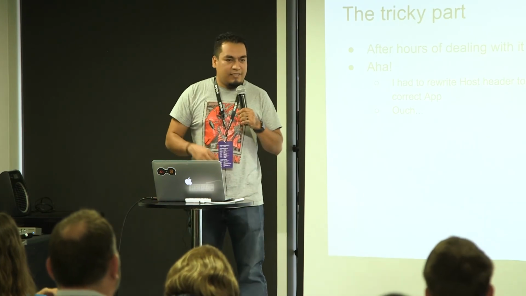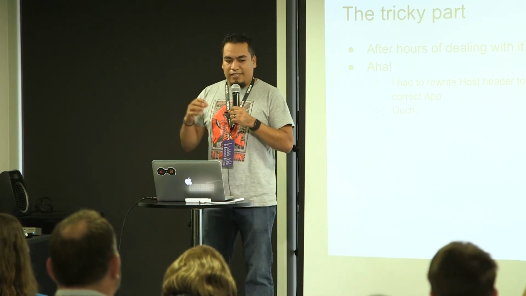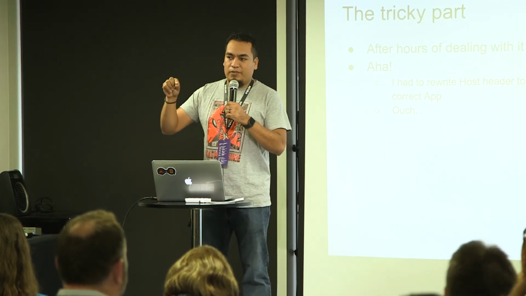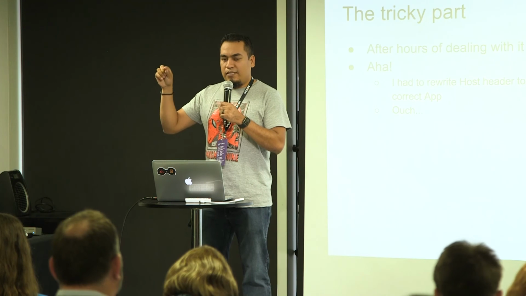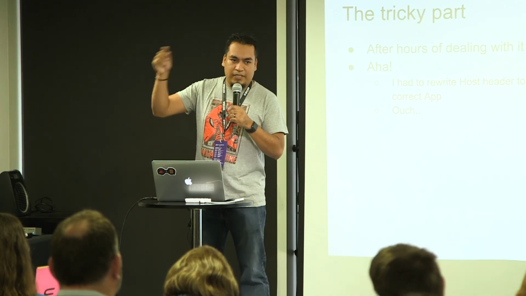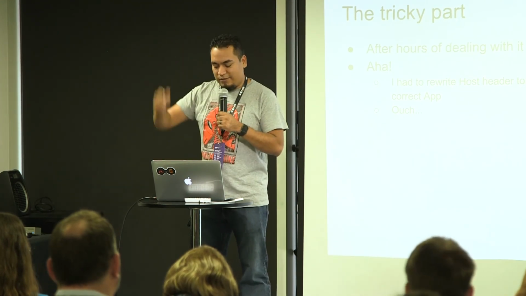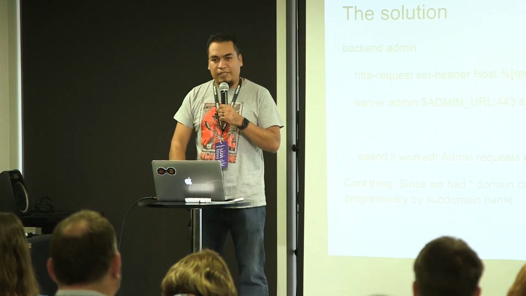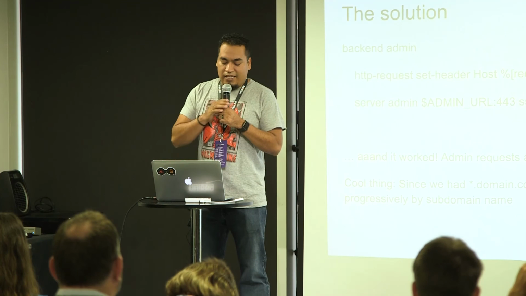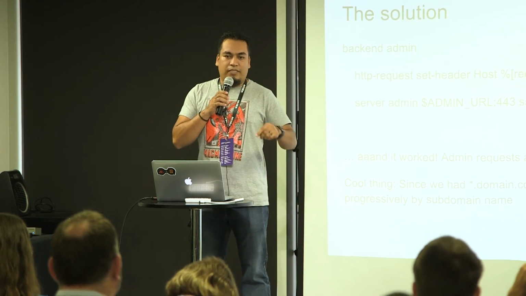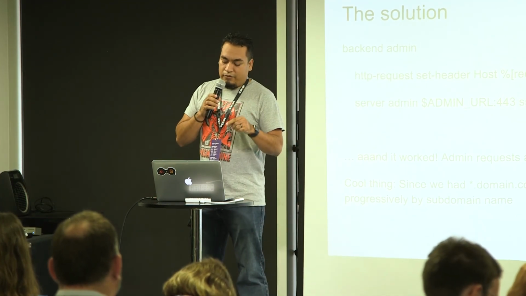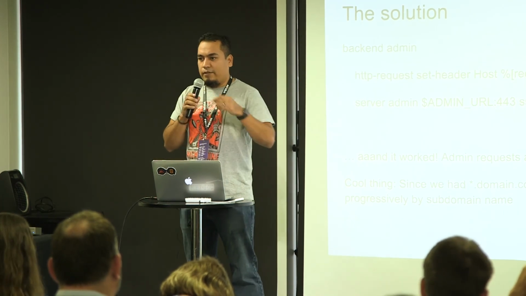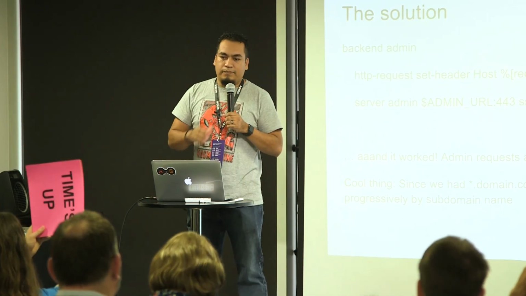After hours of dealing with it, I was pulling my hair out. The thing is that HAProxy was forwarding the host header, so the Heroku proxy was redirecting it to the same application. So this is the sad part and the cool part about this talk: everything I had to do was rewrite the host header, replacing domain.com with domainadmin.com, and everything started to work like a charm.